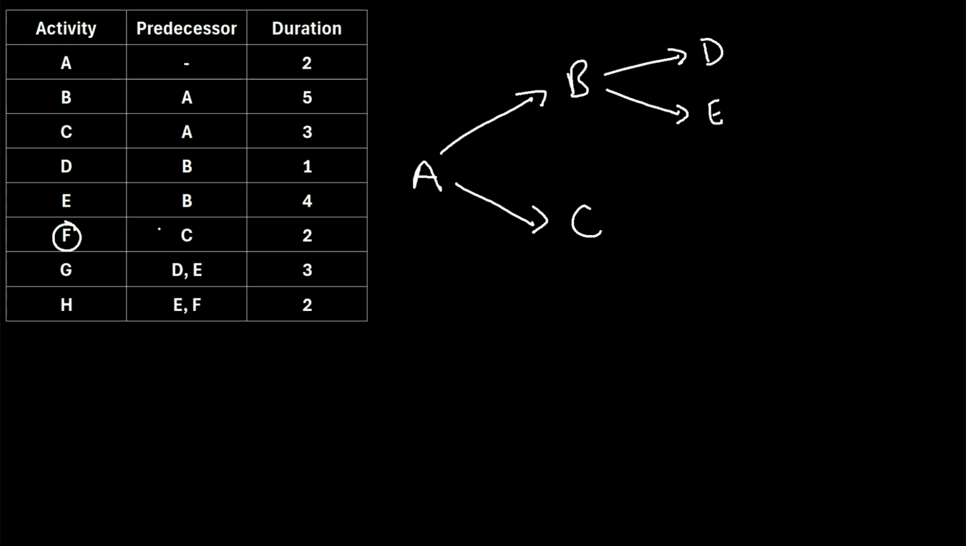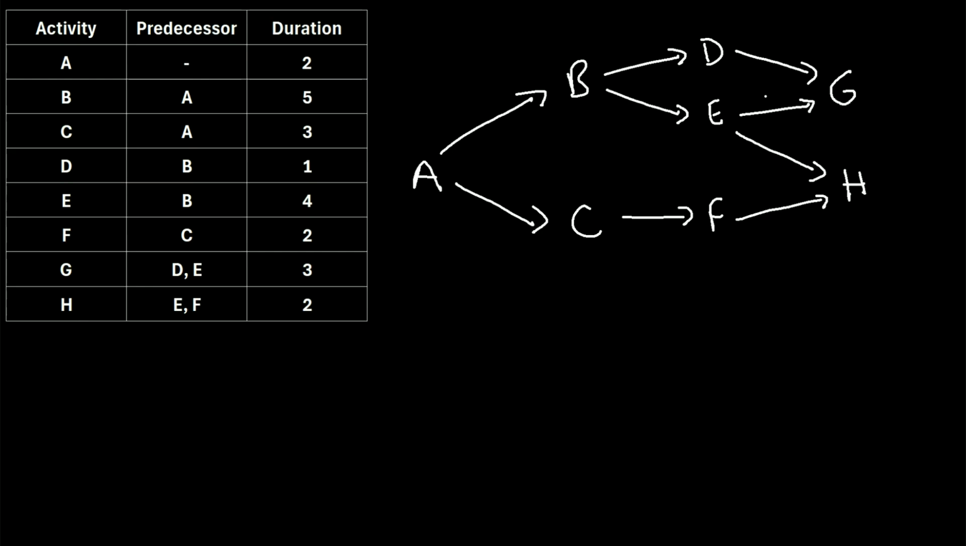Then for activity F, it has a predecessor of C. So let's draw an arrow from C to F. Then activity G has a predecessor of D and E, so we'll draw an arrow from D and E to activity G. And lastly, activity H has predecessors E and F. Let's draw an arrow from E and F into activity H. So we can see for this particular project, there's two finishing activities. In other words, two activities that have no other activities that come after them.